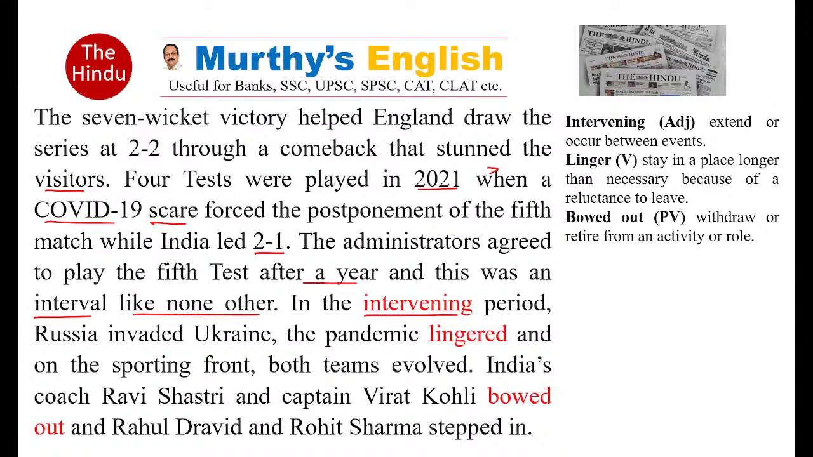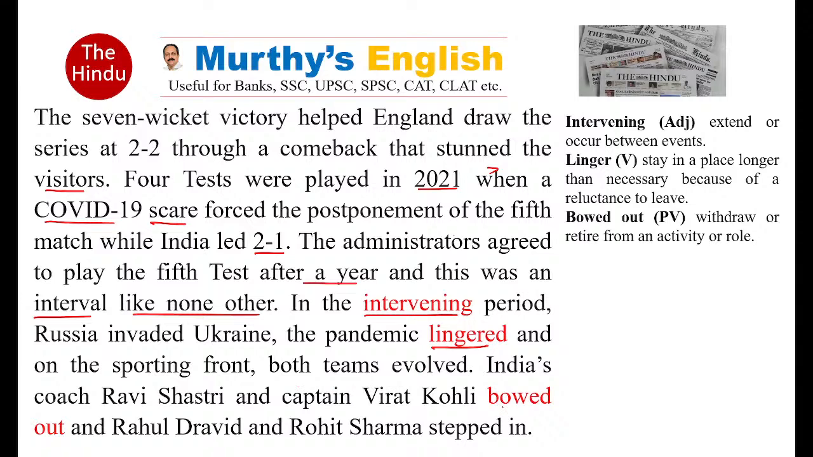Three things happened during the intervening period. One, Russia invaded Ukraine. Second, the pandemic lingered. Linger means stay in a place longer than necessary because of a reluctance to leave. It usually goes with persons, but in this context, the COVID 19 threat is still there. And on the sporting front, the third change, both teams evolved.